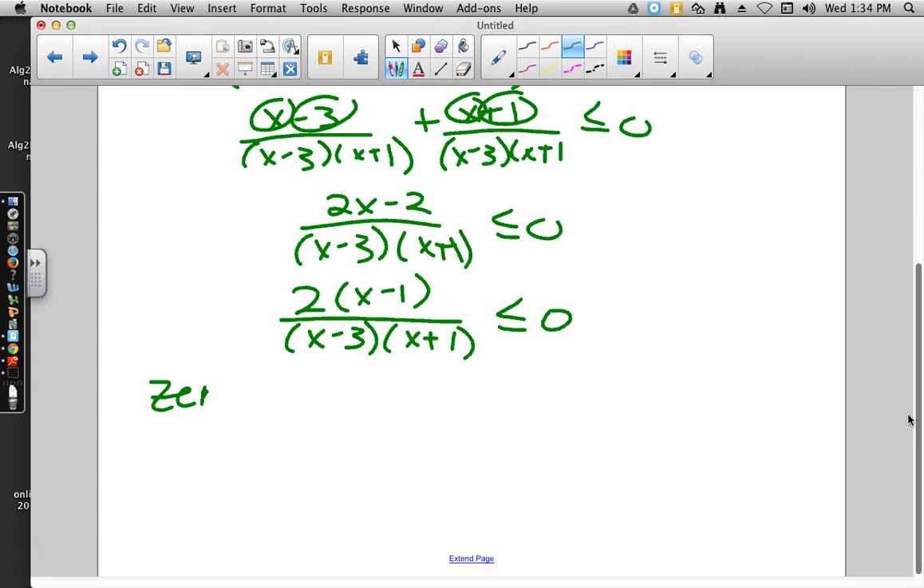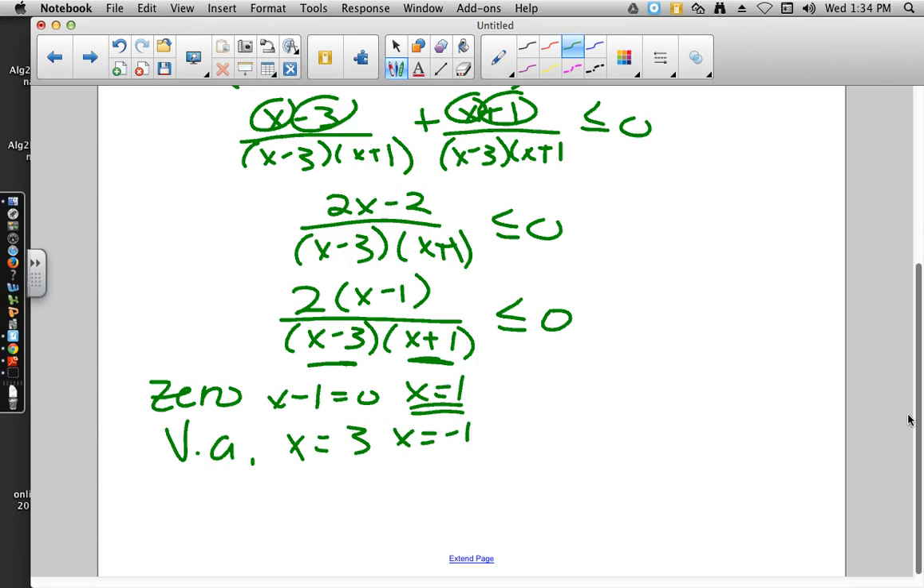So, 0, well, that's when x minus 1 equals 0. So, when x equals 1, we have a 0. Vertical asymptotes are when our denominator equals 0 because we'll be undefined. That's going to be at x equals 3 and x equals negative 1.